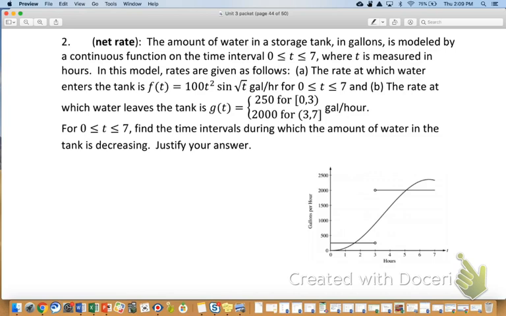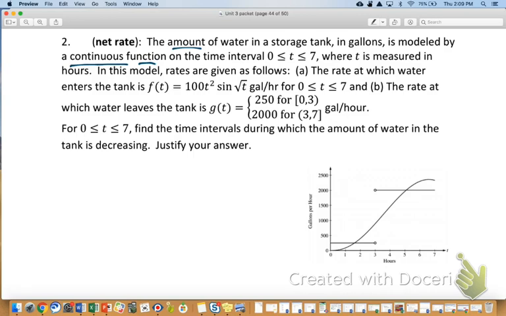I'll read this out loud to you. And this is calculator active, by the way. So it says the amount of water in a storage tank in gallons, so this is an amount, is modeled by a continuous function. We never really learn what that continuous function is. Man, I hope you pay attention. This is a complicated question. That's why we're going to kind of do this together.